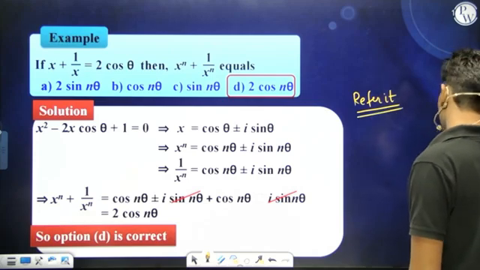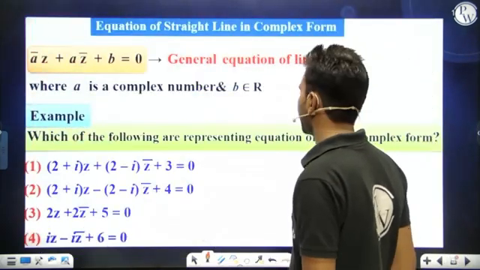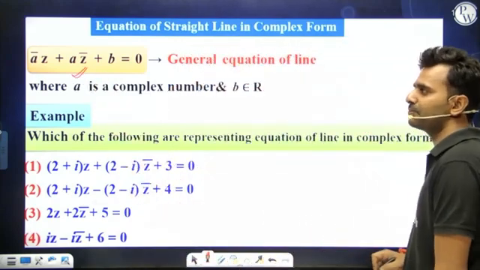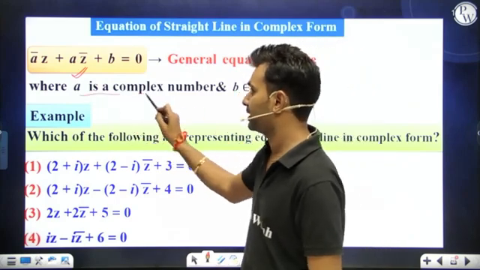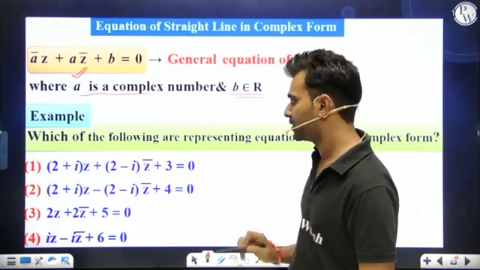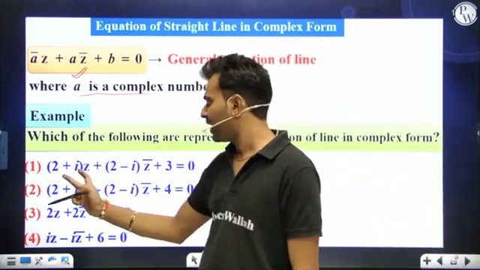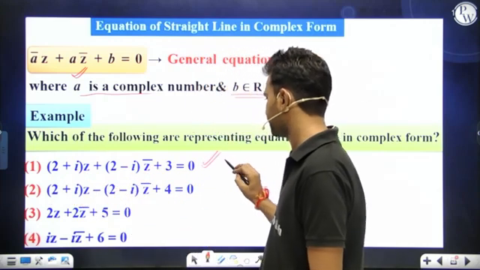Right? Okay. Equation of a straight line, if you see, the equation of the straight line in complex numbers can be rewritten as a bar z plus a z bar plus b equals 0. Here a is a complex number. That's why a bar is also coming. But b is a real number. Do remember this. So, which of the following are representing a straight line? Look, a bar z plus a z bar plus 3. Yes, this is the straight line.